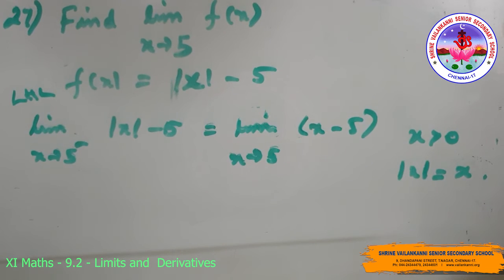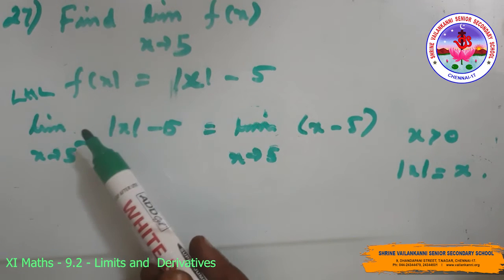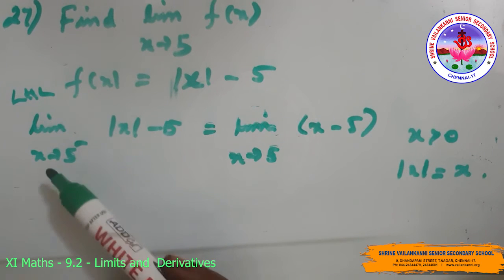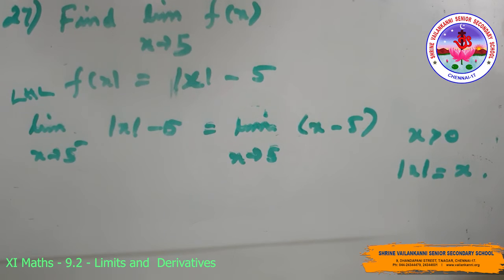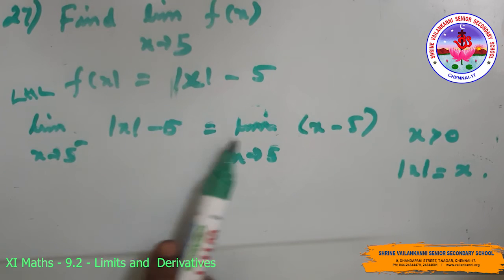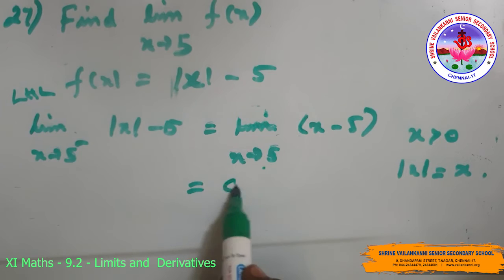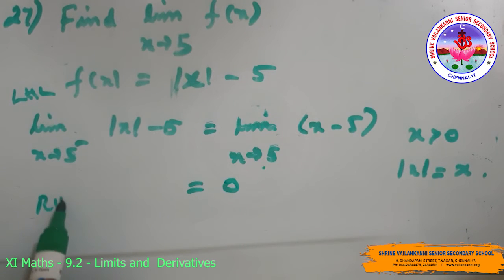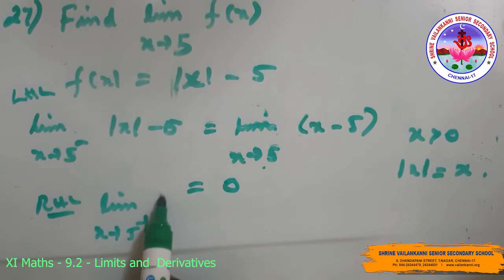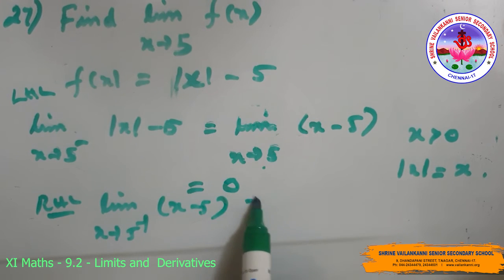27th question. Find limit x tends to 5, f of x, where f of x equal to modulus of x minus 5. Here x is greater than 0, so modulus of x equal to x. So left hand limit x tends to 5 minus of x minus 5. Put x equal to 5, we get 0. And right hand limit x tends to 5 plus of x minus 5, since x is greater than 0.